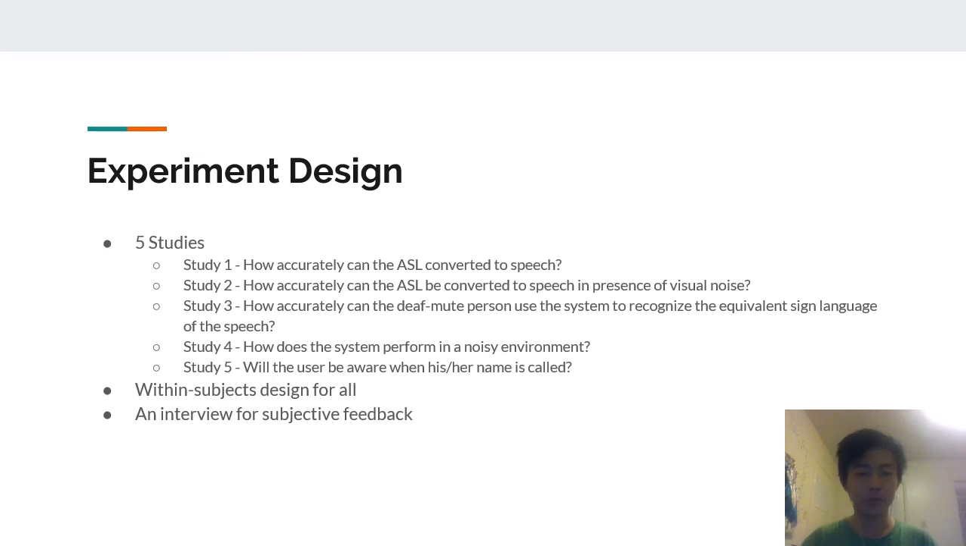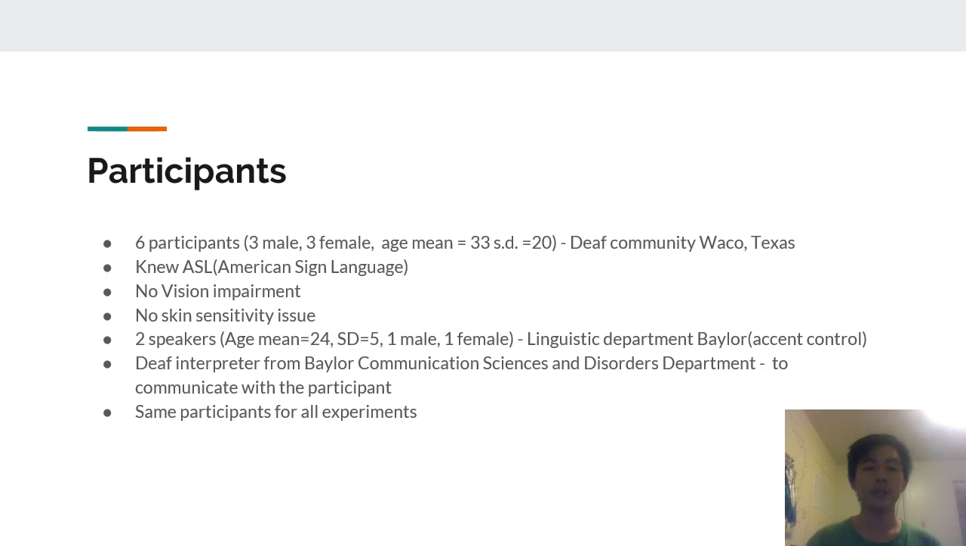All the studies used a within-subject design, and an interview was also held for subjective feedback at the end. Overall, 6 participants, 3 male and 3 female, were chosen from the deaf community in Waco, Texas. It was required that they knew ASL and had no vision impairment or skin sensitivity issues. 2 speakers were chosen from the linguistics department at Baylor. They were chosen from there because they need to have control over their accent.